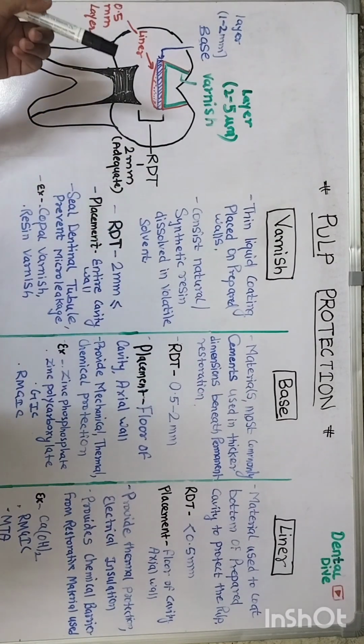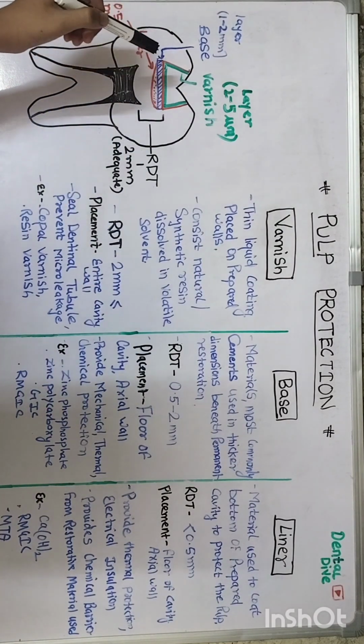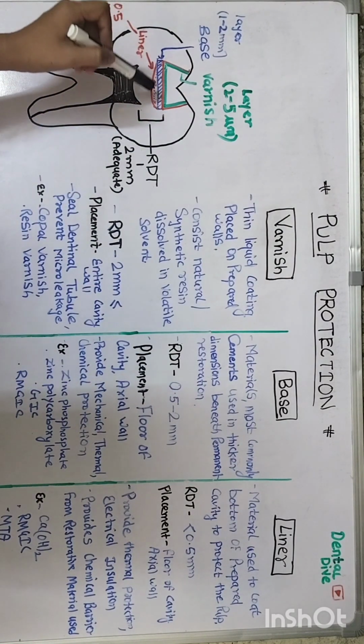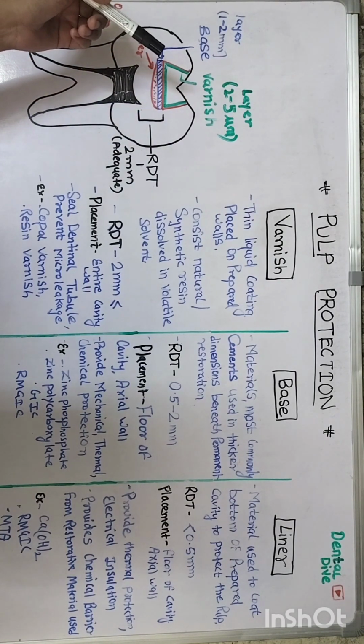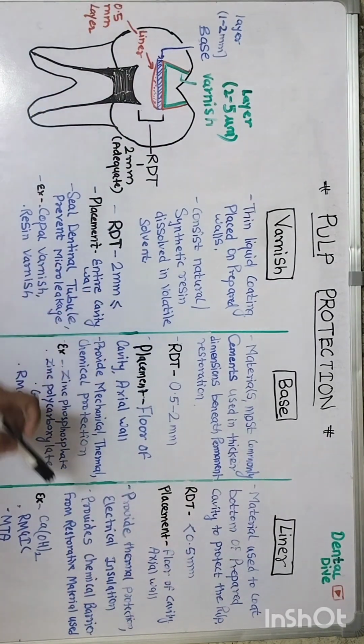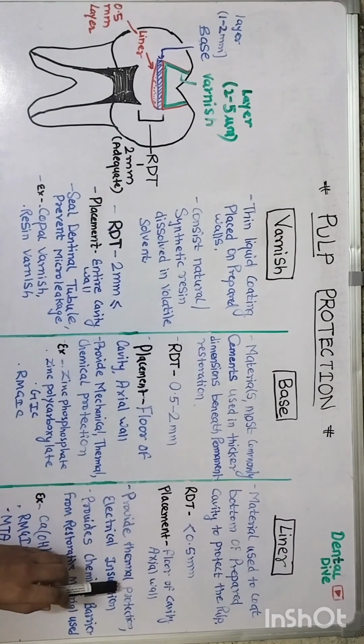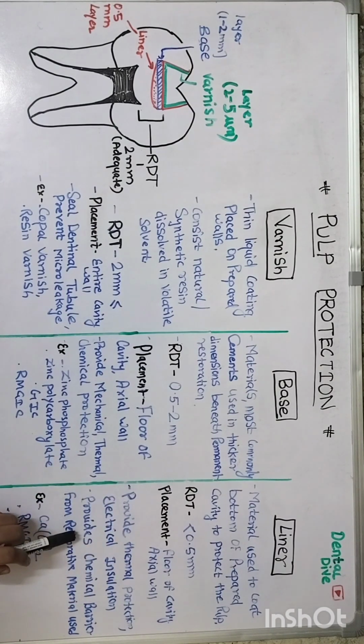Same as base application, we apply liner beneath our base application or on your axial wall, because it also gets dissolved in your oral cavity. It provides thermal protection, electrical insulation, and also provides a chemical barrier from the restorative material used. The examples of liner are calcium hydroxide, RMGIC or MTA.